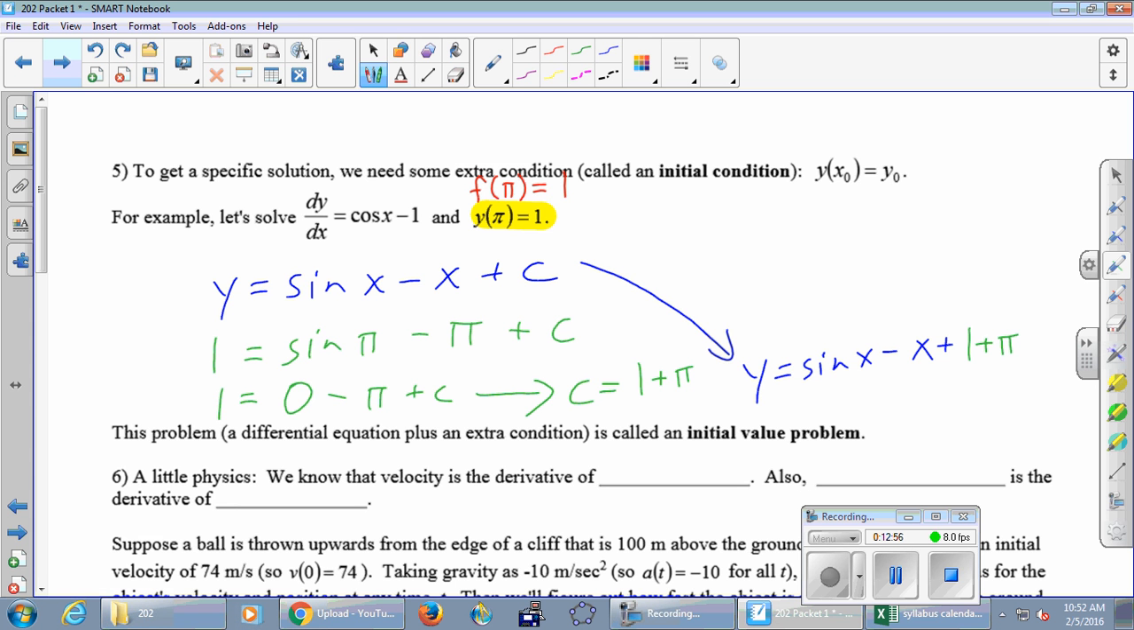Lots of vertical shifts of the same function. Okay. The differential equation plus the extra condition altogether is called an initial value problem. Those two pieces together make what we call an initial value problem.